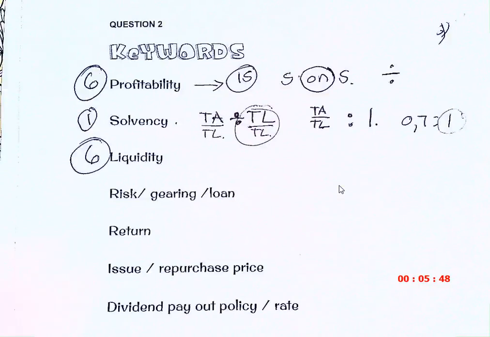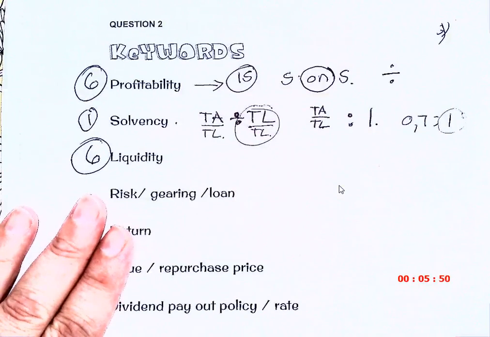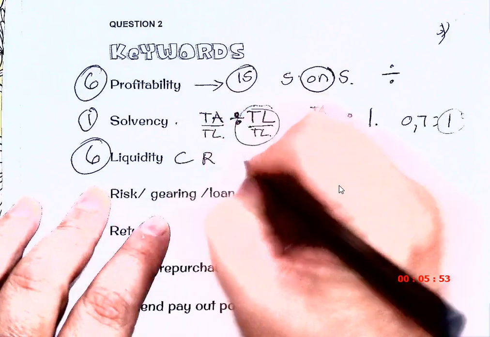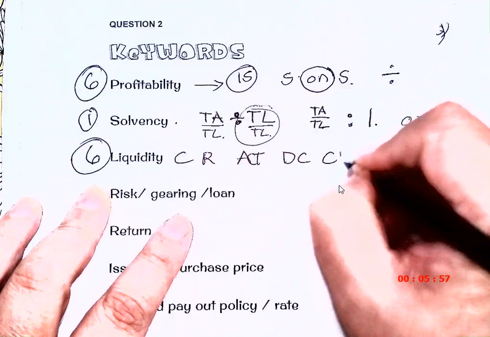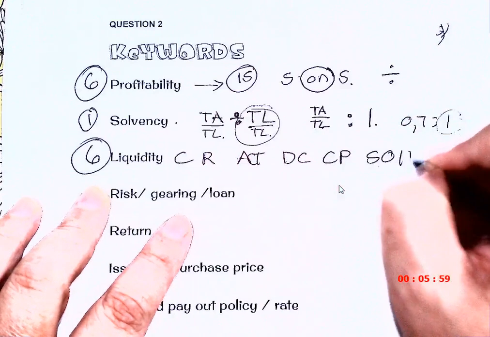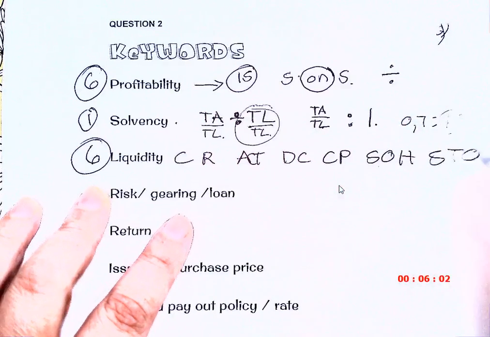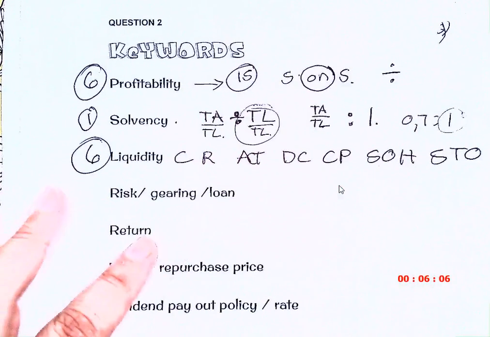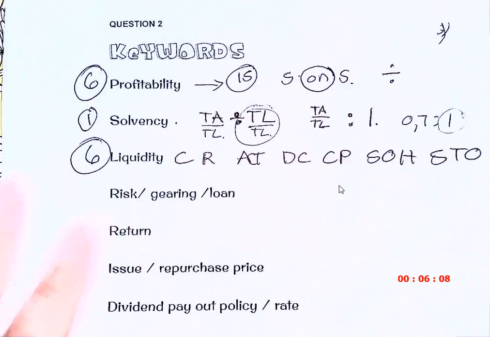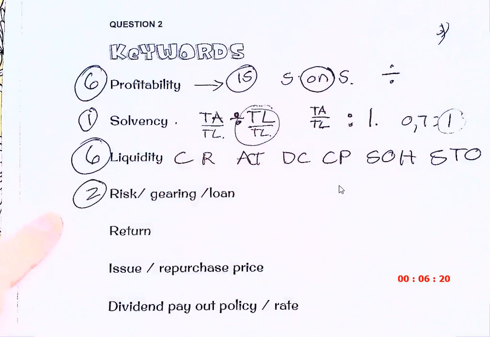So I've got my 6 liquidity ratios. Quickly name them. Current ratio, asset test, debtors collection, creditors payment, stock on hand, stock turnover. Okay. Now we get to the next one, the risk one. Now whenever they ask you about something being a risk, or they talk about a loan or whatever, I've got 2 ratios for that.